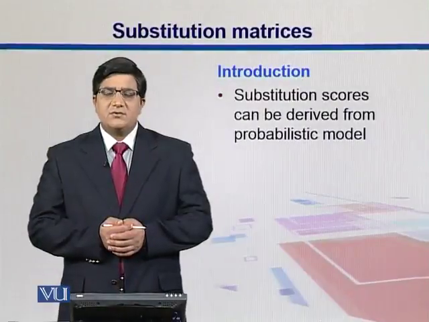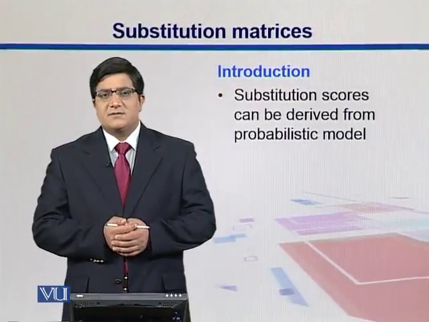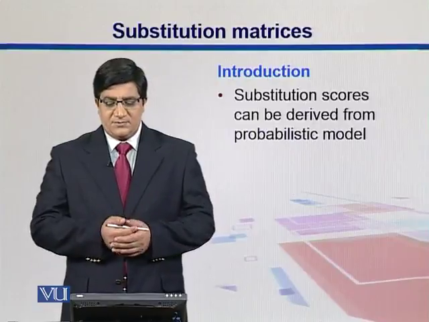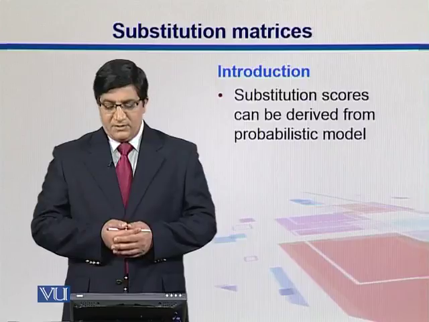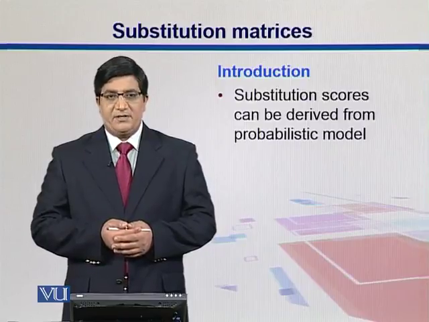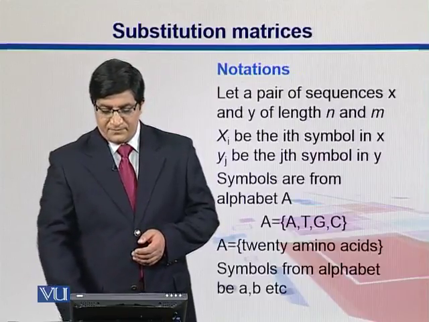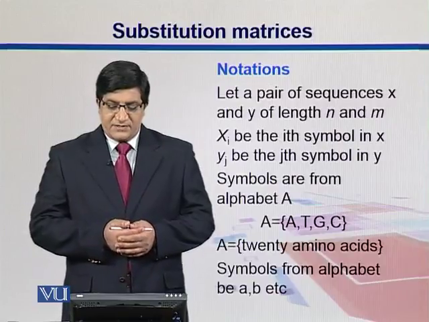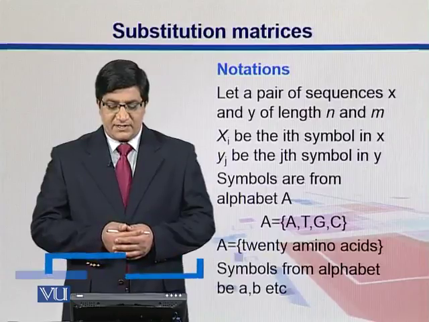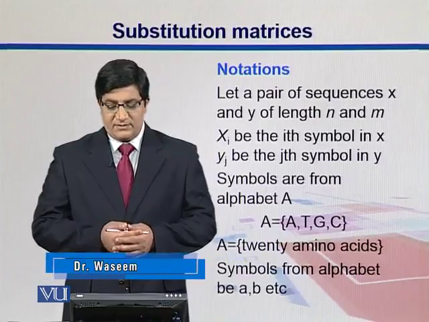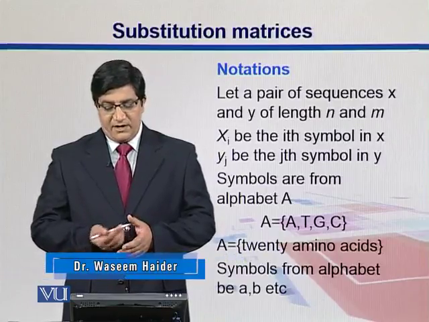Okay guys, so let's look into some statistics, how these substitution matrices are derived. So we will probably look into some probabilities and probabilistic models. Let's have a pair of sequences x and y. One of them has a length of n, the other one has m. So xi can be any symbol in x and yj can be the jth symbol in y.